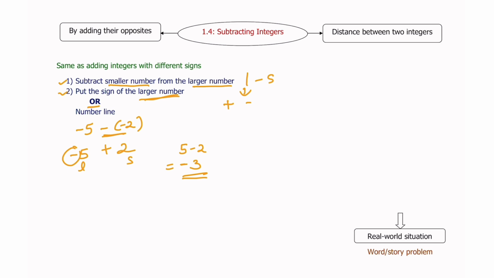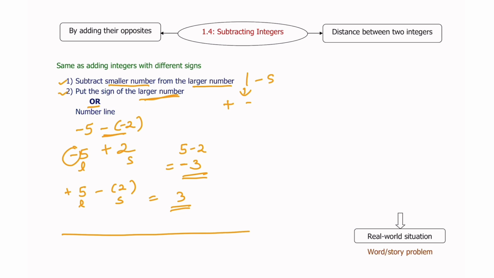Let's take another example. Now it's 5 minus 2, like this. So it's a simple one. Larger minus smaller, it's 3. And the sign of the larger is positive here. Answer is 3. So that's how you do subtraction of integers by following this process, which says larger minus smaller and the sign of the larger number. Just remember that. Larger minus smaller and the sign of the larger one. That's it.